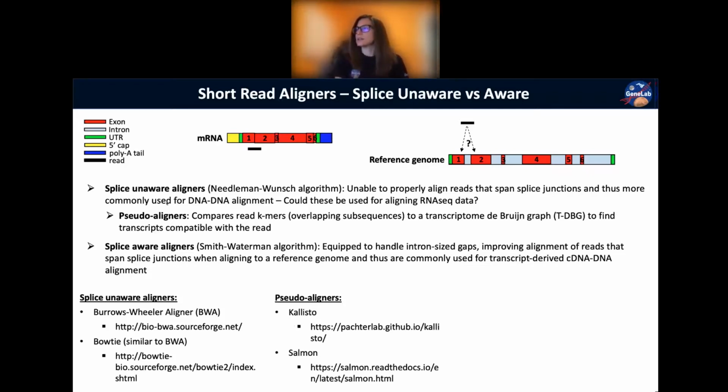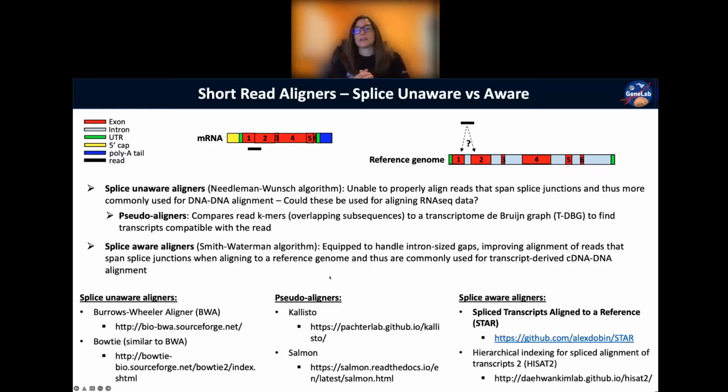So for those of you that are curious about pseudo-aligners and how they work, I encourage you to check out that link. The aligners that we use at GeneLab are splice-aware aligners. Here are a couple of them listed. The one we use is called Spliced Transcripts Alignment to a Reference, more commonly referred to by its acronym, STAR, with a link to that documentation. And then also HISAT2 is another commonly used splice-aware aligner, so I have a link to that tool as well.